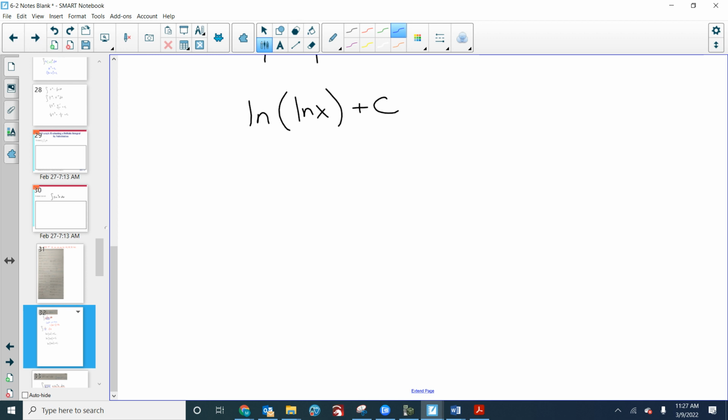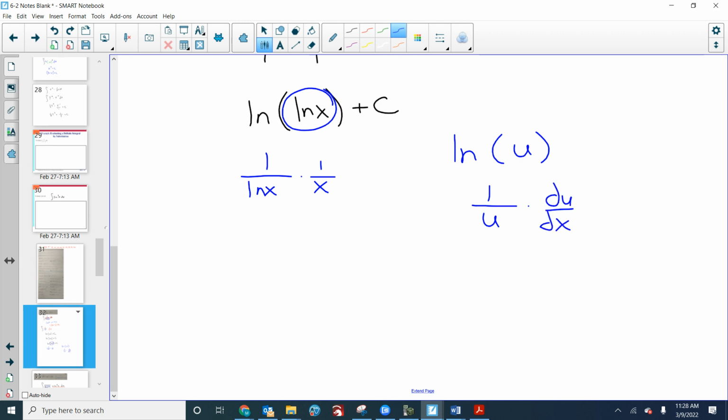All right. Caden has something to share with us. I did the outside, leave the inside the same, so it was 1 over ln of x. And then the derivative of the inside part is 1 over x. Do you agree? In case you forget, you could call this u. The derivative of ln of u is 1 over u times du/dx. So 1 over, what's the u in this case? ln x, times the derivative of the inside, 1 over x. So she's right. It's 1 over x ln x.